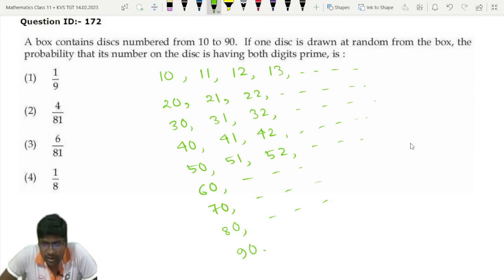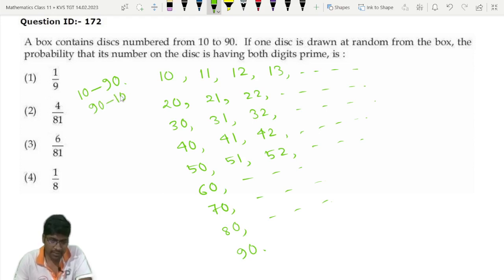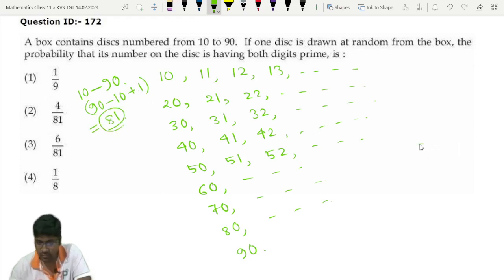One disc is drawn at random from the box, the probability that the number on the disc has both digits prime. From 10 to 90, how many discs are there? That is 90 minus 10 plus 1, which equals 81. So the total number of discs is 81, and the denominator will be 81. Now how many such numbers are there whose both digits are prime? Can you tell?